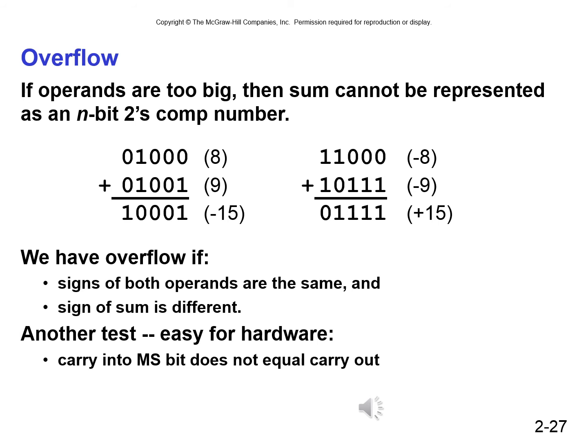Another example, negative 8 plus negative 9, which is the equivalent of negative 8 minus 9. If you add each of the bits, it comes out to a positive 15. That's not correct, can't be correct, so we have overflow.